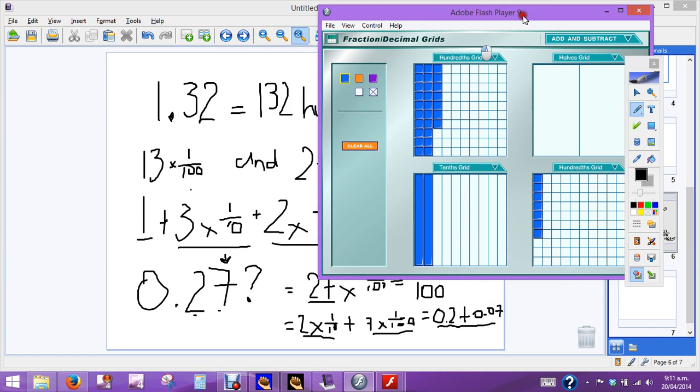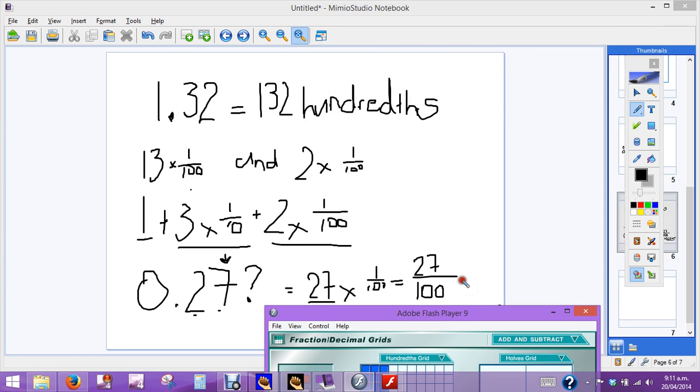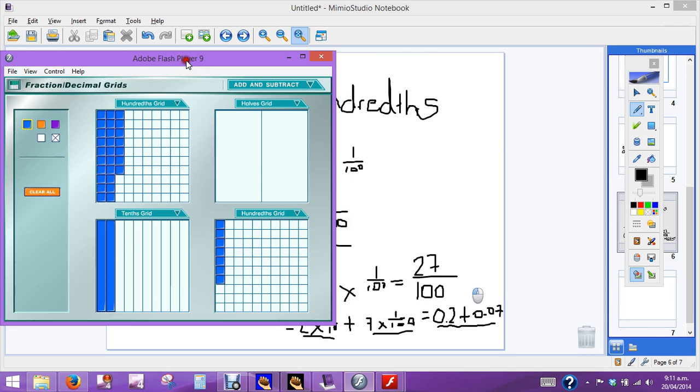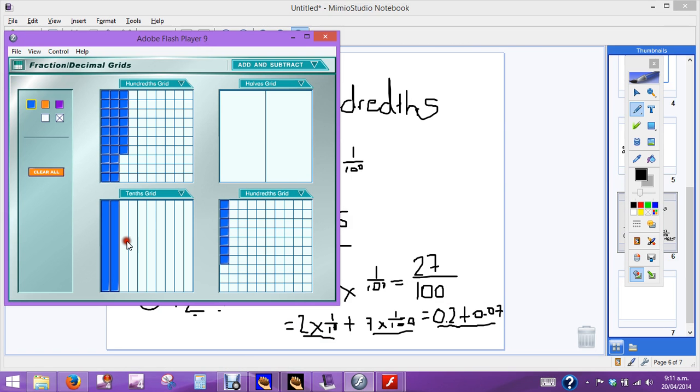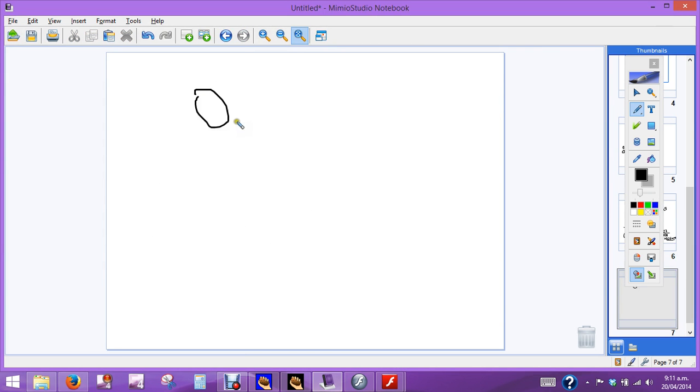So on the top I've shown 27 hundredths, which is how I showed it here, 27 hundredths. Or I can break it down further and show 2 tenths plus 7 hundredths. But when we put this together, it's exactly the same as this one here. So the important thing is for decimal place value, the further over from the dot, the decimal place that you go, the smaller the number. And each place here is 10 times smaller than the one before.